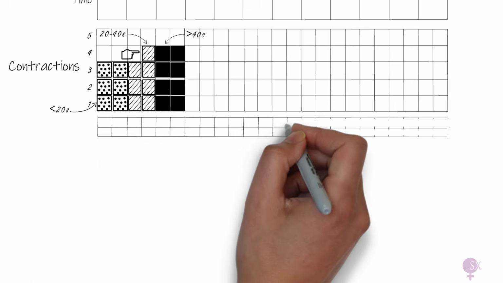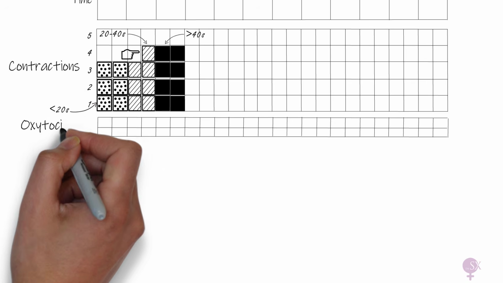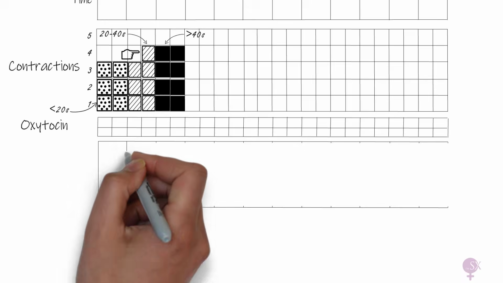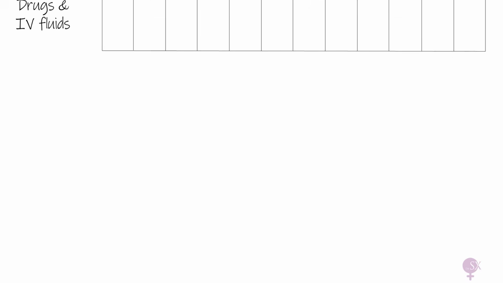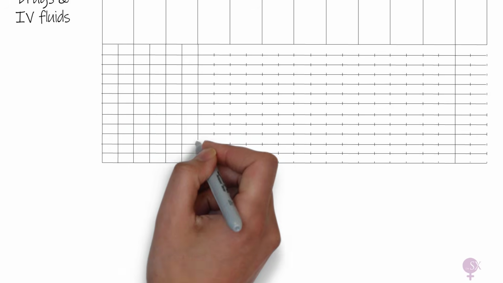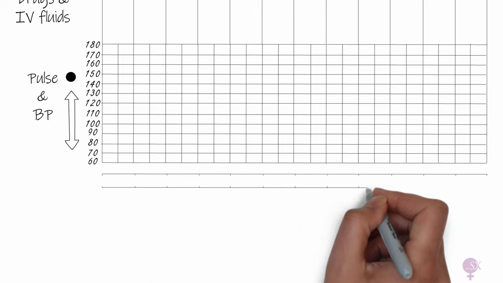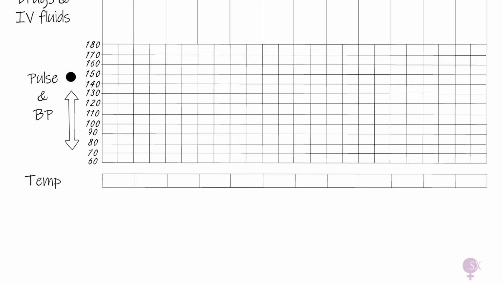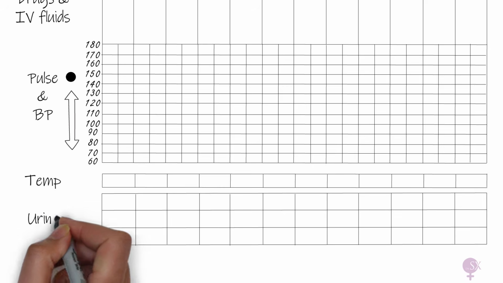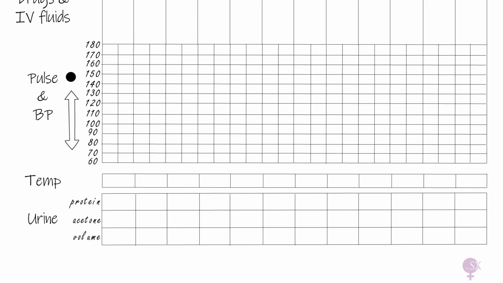Below the contractions, we also note down if the mother is on syntocinon, that is synthetic oxytocin, and indicate the dose. Here we'll write down any drugs which may have been administered or any fluids. And lastly, we take note of the maternal observations, including pulse and blood pressure, temperature, urine dipstick, as well as urine volume. Maternal heart rate is noted every hour, while the other observations are noted every 4 hours.